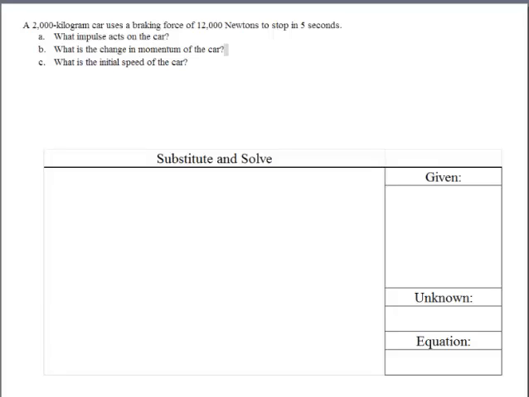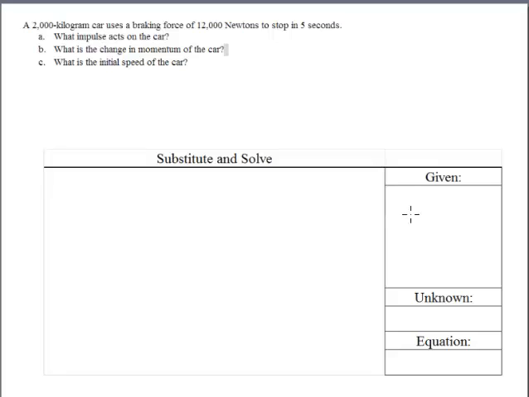A 2,000 kilogram car uses a braking force of 12,000 newtons to stop in 5 seconds. What is the impulse that acts on the car? What is the change in momentum of the car? And what is the initial speed of the car? Well, let's solve number A first.